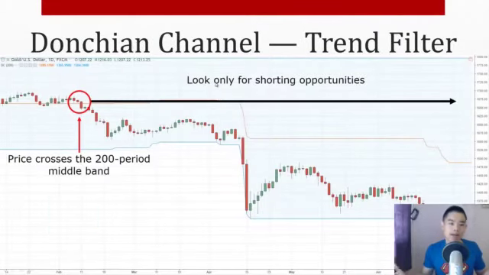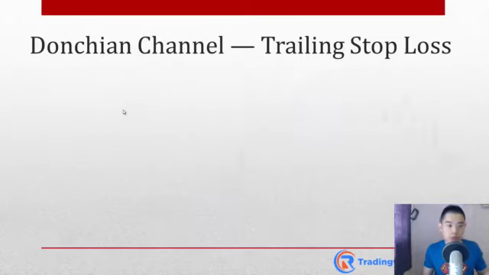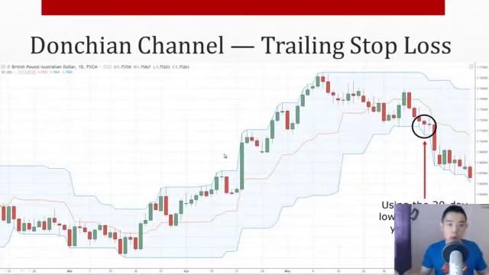The second thing it can do is act as a trend filter, simply like a moving average. If the price is below the middle band, you look for shorting opportunities only. You don't want to buy, but rather stay short. And it can also be used as a trailing stop loss. For example, let's say you are long in the market, you buy the breakout of this 20-day high, the highs of the upper band. You can trail a stop loss and exit the trade only if the price hits the lower band, or rather the 20-day low in this example. So this is another way the Donchian channel can serve as a trailing stop loss.